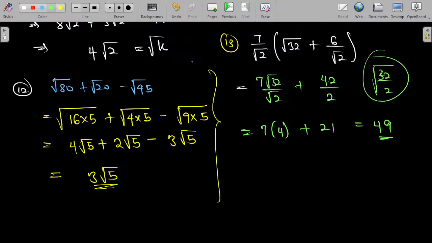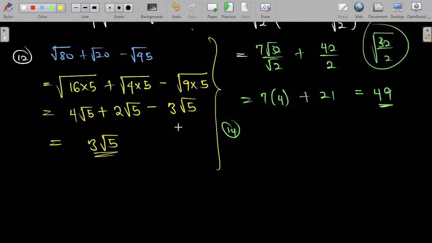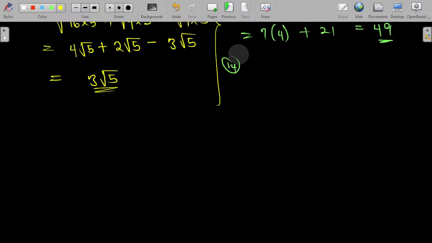So 49 is the solution for problem 13. Okay, so let's quickly look at problem 14 now. Maybe we should come down a little bit. Let's see how fast here can help us. Okay, so exercise 14. It looks a little bit demanding.